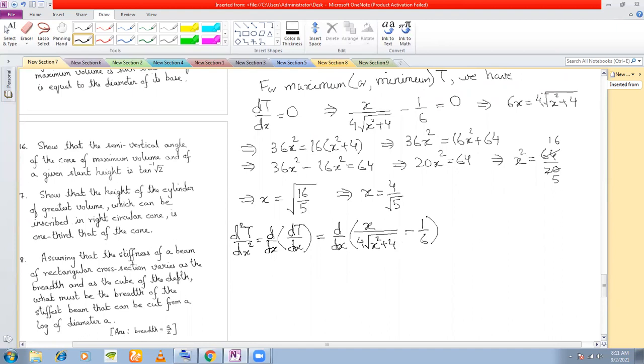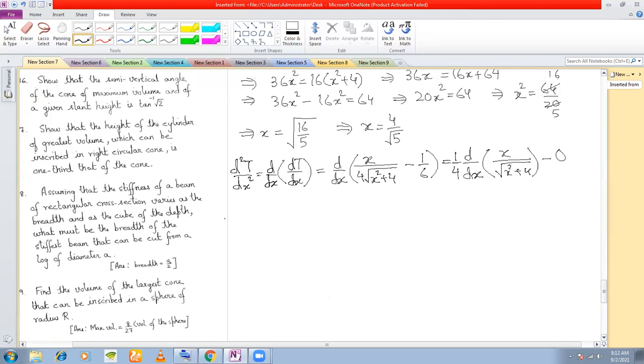Okay, so now you start differentiating. This is equal to simply d/dx of, you can take 1/4 out, x by root x square plus 4, and d/dx of 1 by 6 is clearly 0. So you don't need to, you just need to differentiate this. How will you differentiate this? You can differentiate this by the u by v rule.